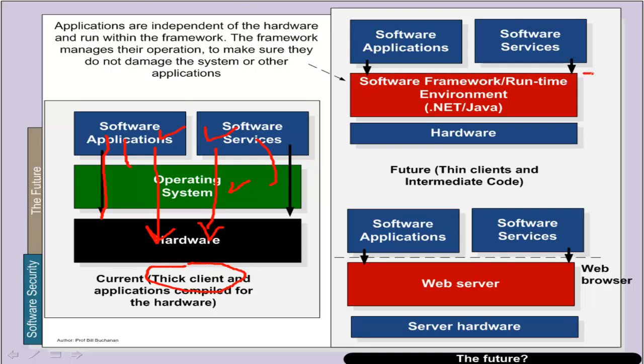The future, though, might be towards having thin clients and intermediate code. In this case, there is no need for an operating system, in that we define a software framework or a runtime environment. Microsoft .NET defines this as a software framework, and Java defines it as a runtime environment. Then we create programs which are much smaller and which run inside the managed framework and never actually access the hardware directly. Any problems in the code, any security issues, can be handled inside the framework. Again, software services can be provided through this runtime environment.